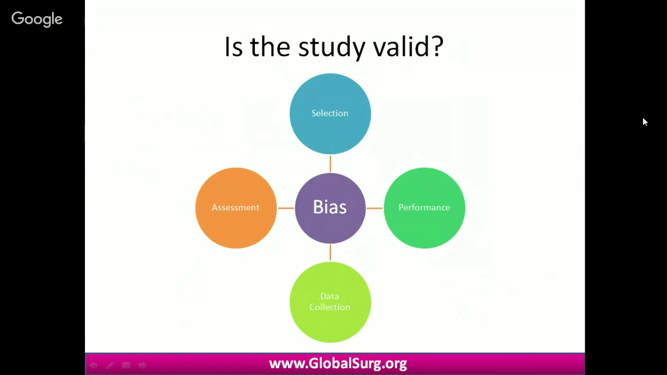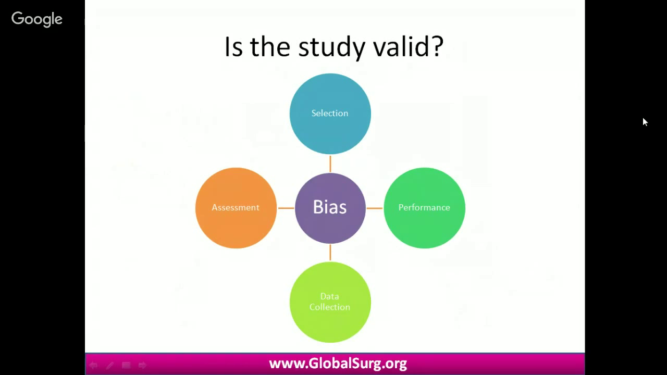Performance bias is anything that could influence the people taking part in the study, be that the actual participants or the people assessing the trial. So the best way to try and minimize that is blinding both the assessors and the individuals participating. And then data collection bias looks at methods used to actually measure data or measure the outcomes of your study, and assessment looks at the way in which the study was analysed and the data collected was analysed.